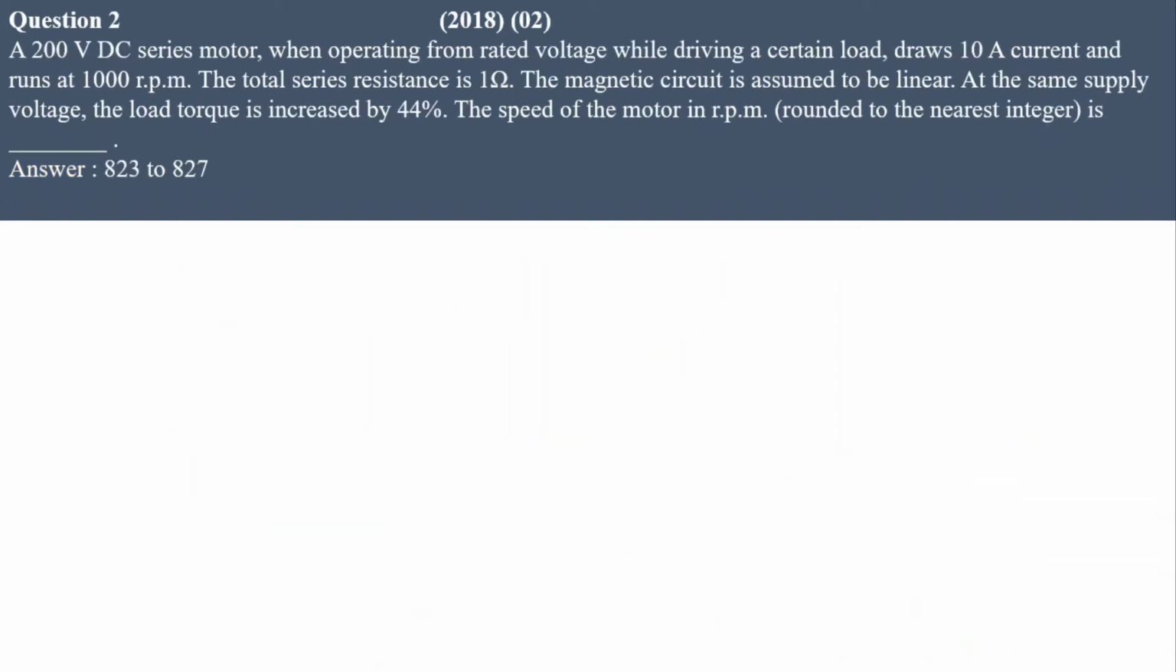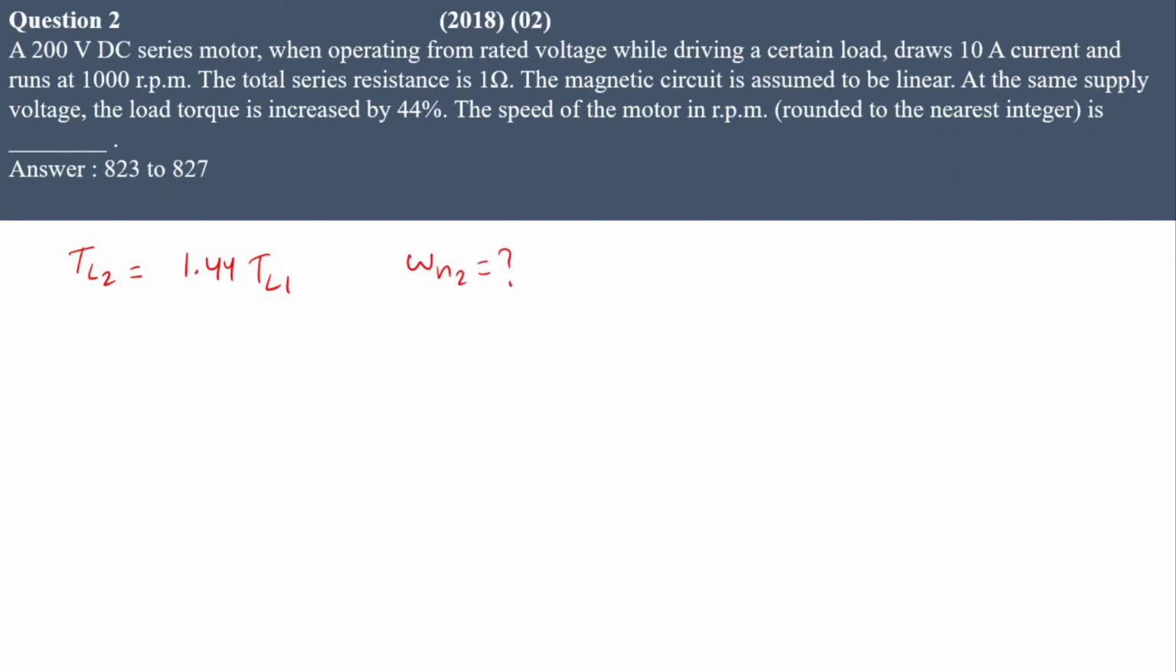Next numerical. A 200 volt DC series motor, when operating from rated voltage while driving a certain load, draws 10 amps current and runs at 1000 rpm. Okay, the total resistance is 1 ohm. The magnetic circuit is assumed to be linear. At the same supply, the load torque is increased by 44%. So load torque TL2 equal to 1.44 TL1. The speed of the motor in RPM, rounded to the nearest integer, for this increased load. You have to find out omega N2.